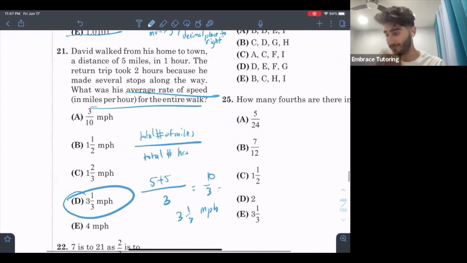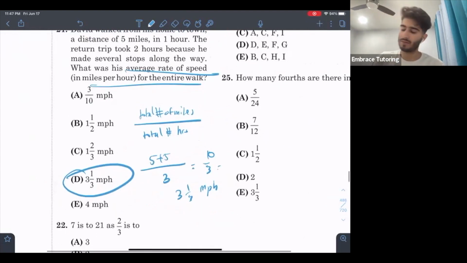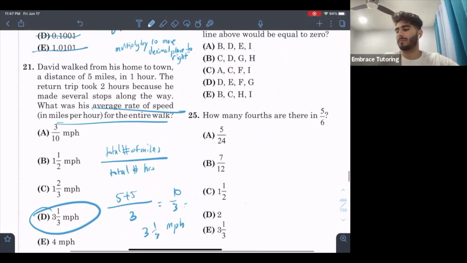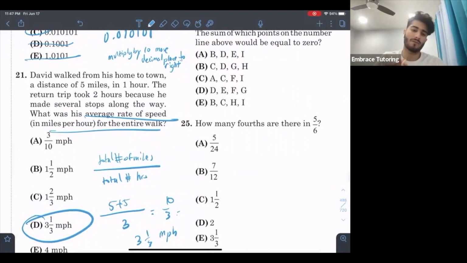Choice D for question 21. Because the total number of miles would be the back and forth. Time would be the 1 hour for going to the town, then 2 hours going back. So you just have to account for both the times.